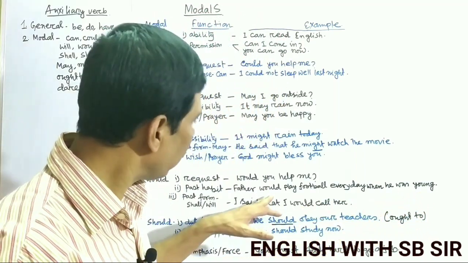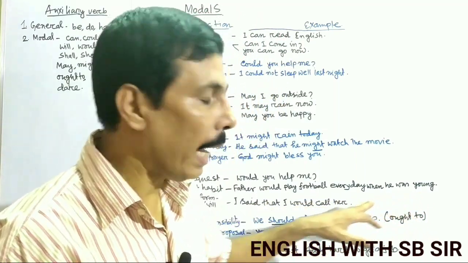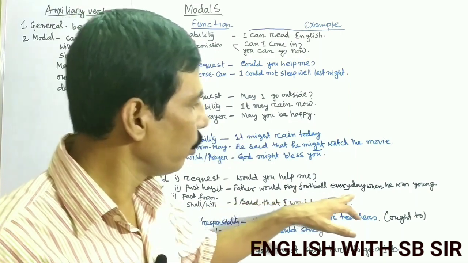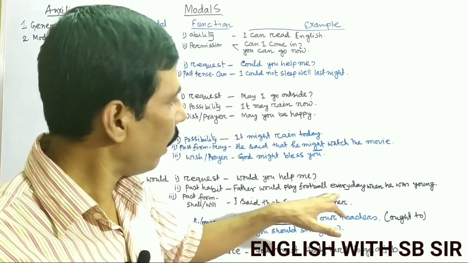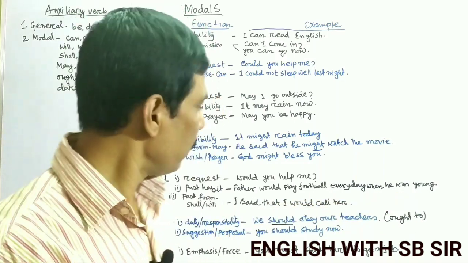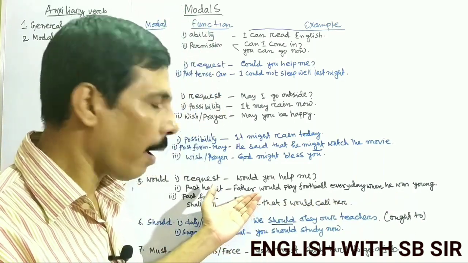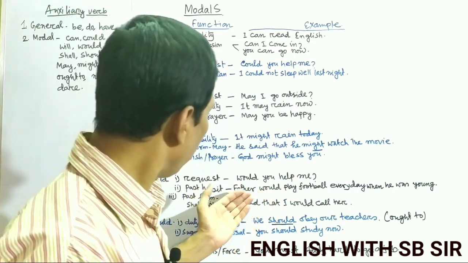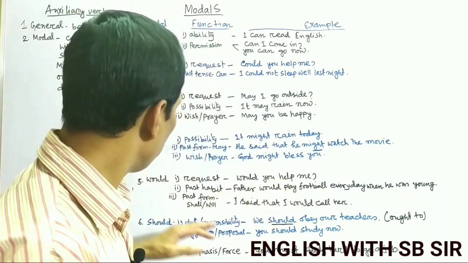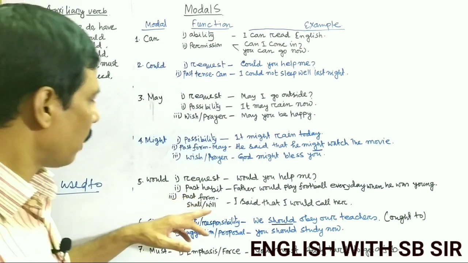That means father is not young now and father does not play football every day now, but father would play football every day when he was young. That means it was father's habit, or it expresses a habitual action of father in the past. So would is used as the past habit.